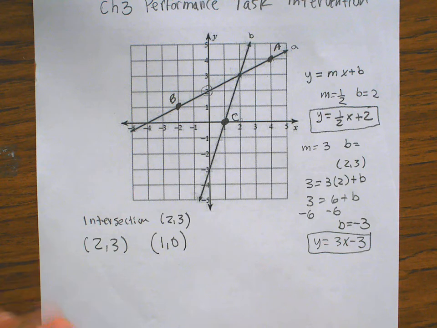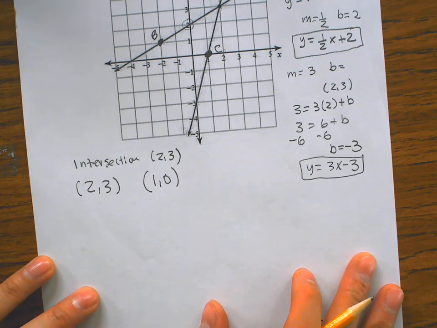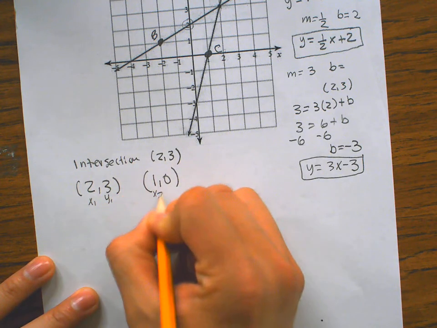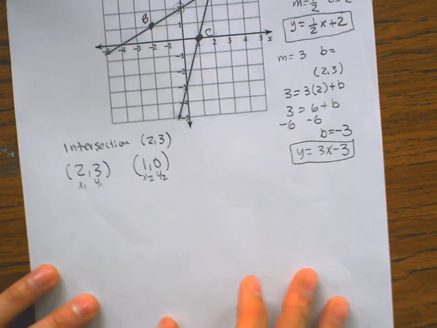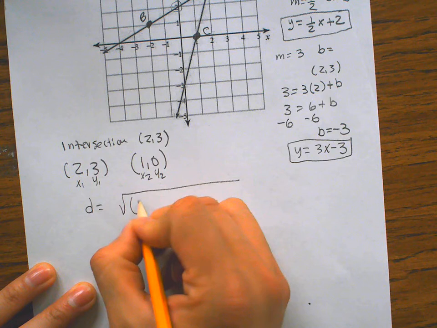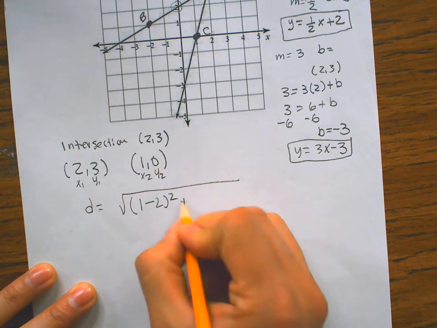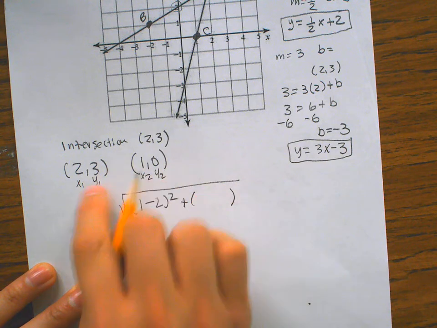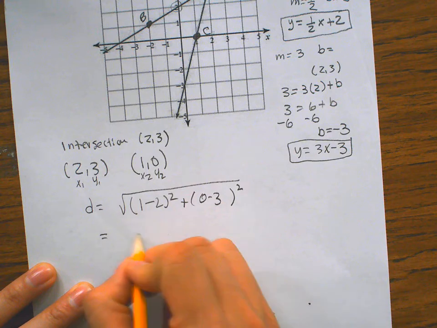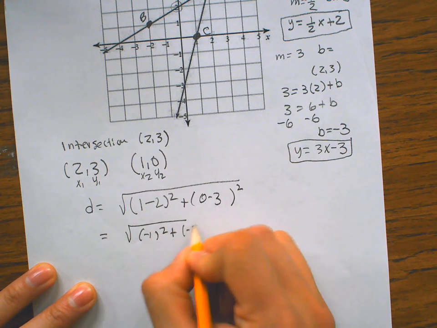So what I'm going to do is I'm going to do the distance formula. Okay, so then I'm going to call this one x1, y1, x2, y2. And I'm going to go ahead and do the distance formula. Differences of the x's, 1 minus 2, quantity squared. Difference of the y's, 0 minus 3, quantity squared. And that right there is going to give me -1 quantity squared plus -3 quantity squared.